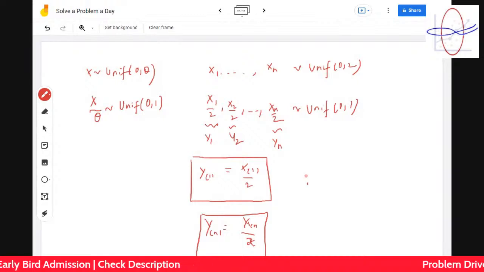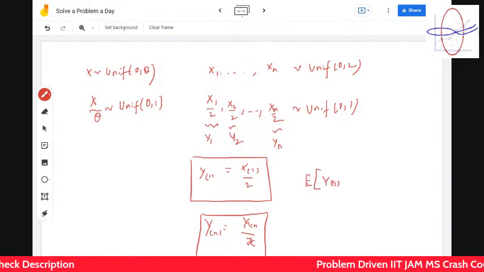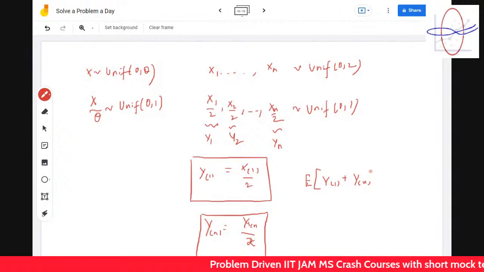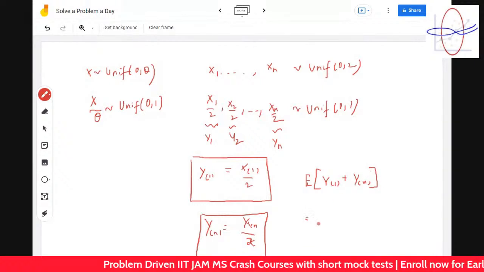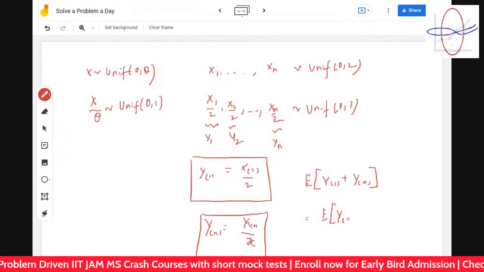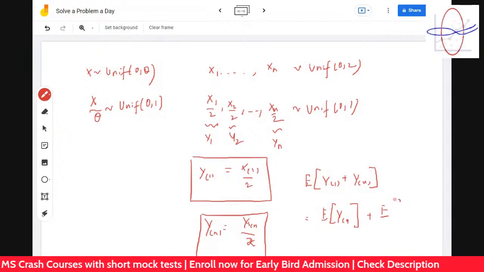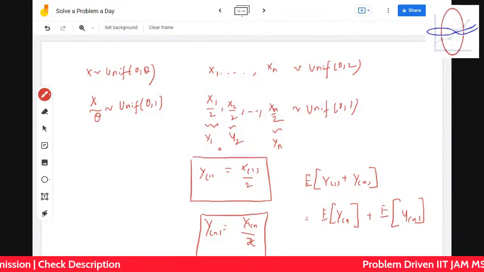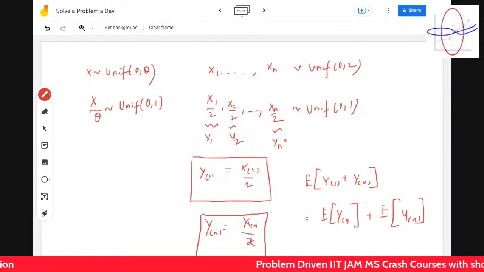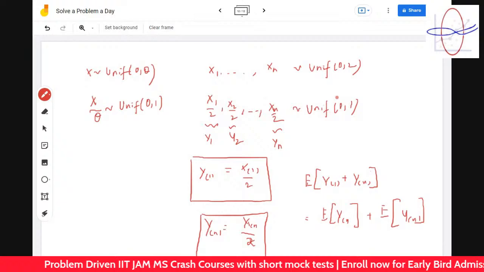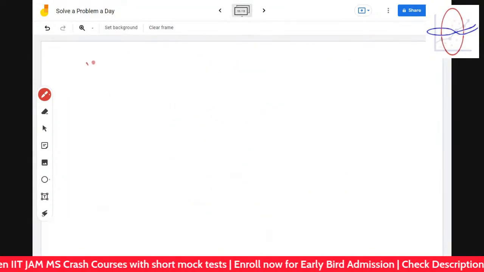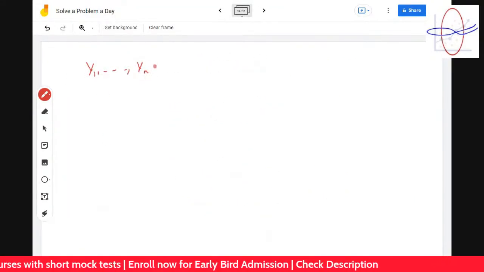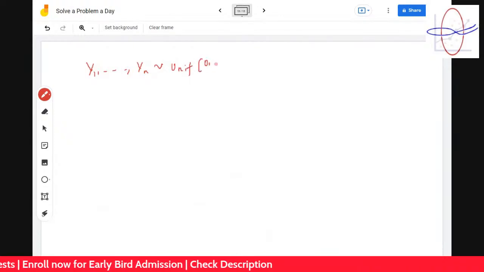So it's asked to find the expectation of Y1 plus Yn, which is the same as the expectation of Y1 plus the expectation of Yn. If we can find the order statistics of uniform 0 comma 1, we can easily find the expectation of Y order 1 and Y order n. This is a really interesting result. If Y1, Y2, ..., Yn follow uniform 0 comma 1, the order statistics have a relationship with beta.